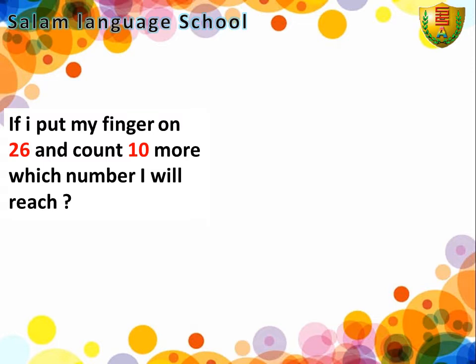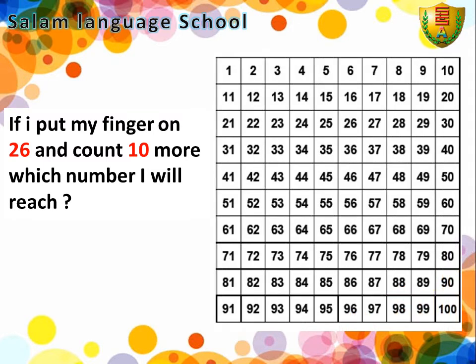If I put my finger on 26 and counted 10 more, which number will I reach? Start at 26. Put a circle, point to 26, count 10. When we add 10, we either move 10 squares or go one row downward. We landed on 36. 26 and 10 more is equal to 36.